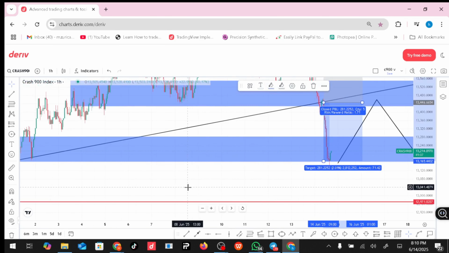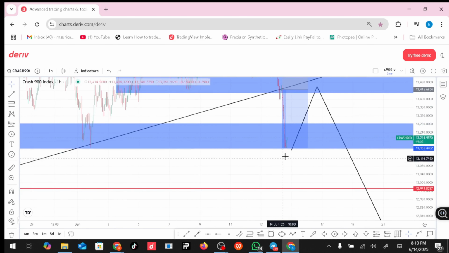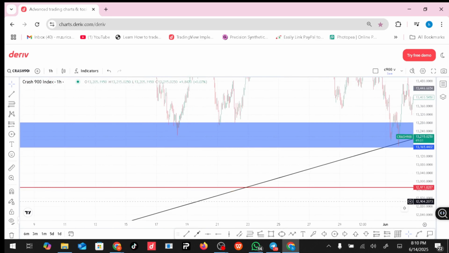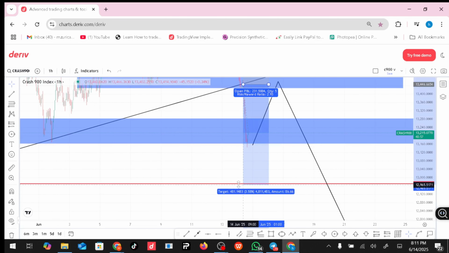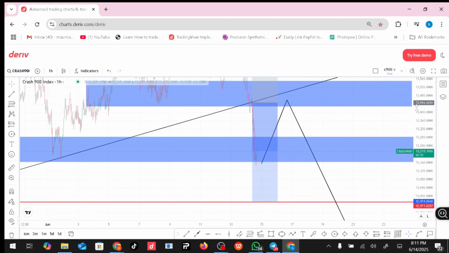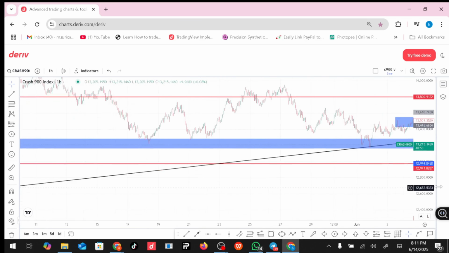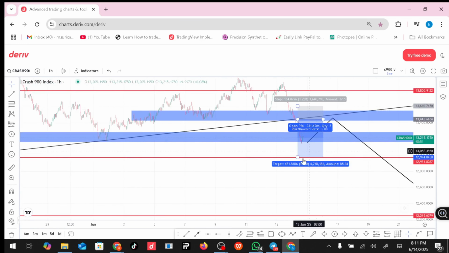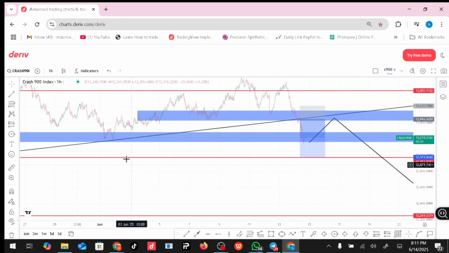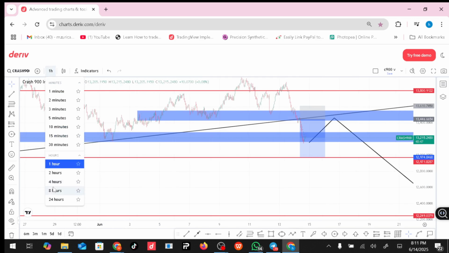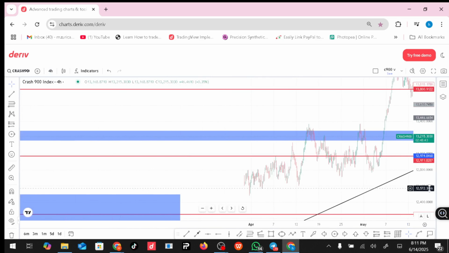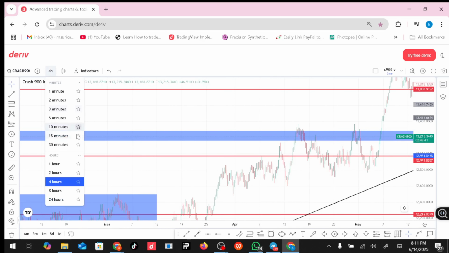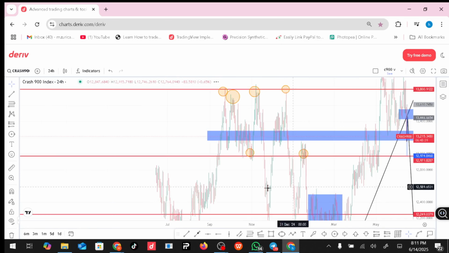I am anticipating that if the market breaks this zone, it's going to come down till this zone here. Why am I saying till that zone? Look at this, the 4-hour time frame. This is a zone that I had marked. On the 24-hour time frame, it was a zone of interest.